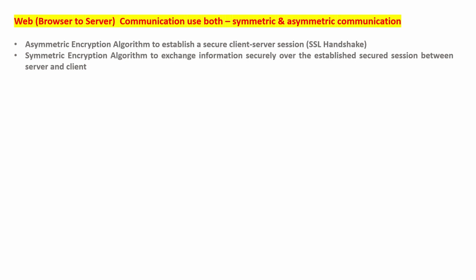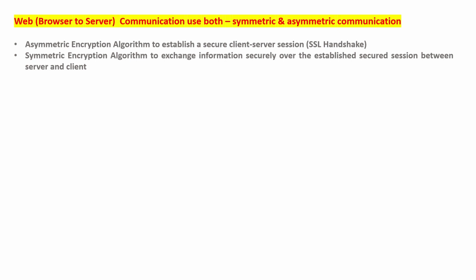Okay, now the interesting thing here is that when we enable secure communication between the client and the server, that means we enable both symmetric and asymmetric communication. We have discussed that in symmetric communication we need a single key between server and clients, and in asymmetric we need two different keys at the server and client, right? But when we talk about web server to client communication, both are getting used. How, we are going to discuss in detail.